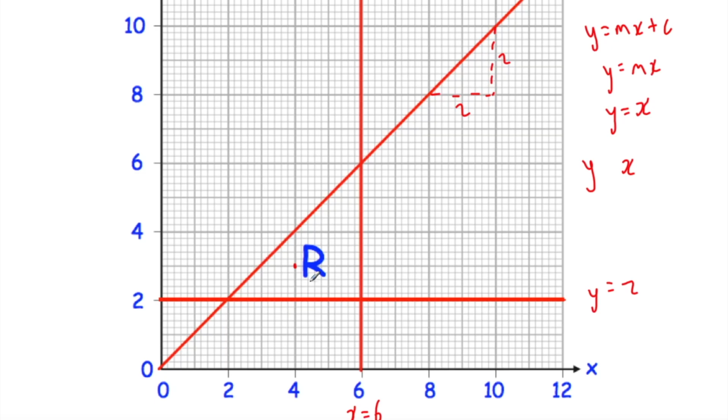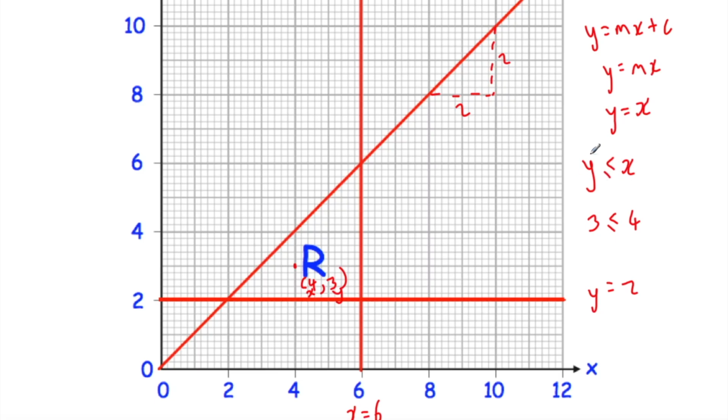Here we've got the point 4, 3, so the x coordinate is 4 and the y coordinate is 3. Let's just make sure that when we put them in, we get the inequality sign the right way around. So y is equal to 3 and x is equal to 4. We want to make sure we're putting it the right way around, and because 3 is less than 4, we want 3 is less than or equal to 4. So here it's going to be y is less than or equal to x.